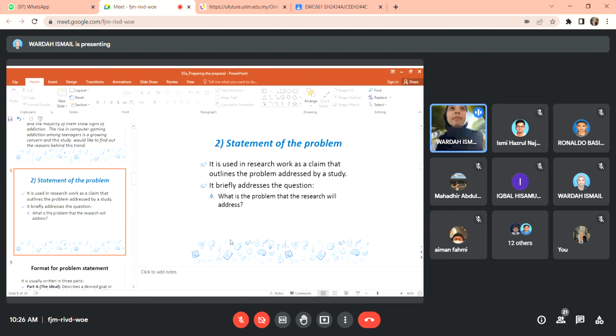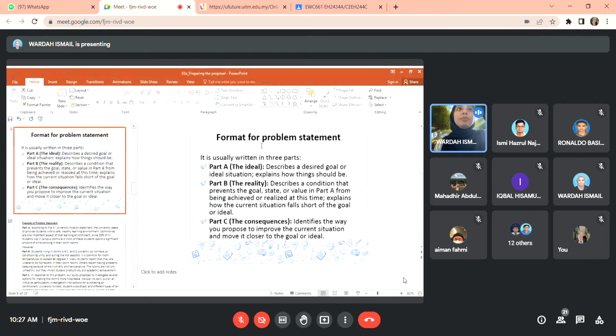Okay. So statement of the problem ni maksudnya apa problem dia yang buatkan you nak kaji, you nak do on your topic. Right? So that is statement of the problem. Okay. What is the problem that the research will address? Okay. Apa problem ni yang buatkan you nak kaji topik you. Okay, now problem statement dia ada format dia on how to write. There are 3 parts, part A, part B and part C.